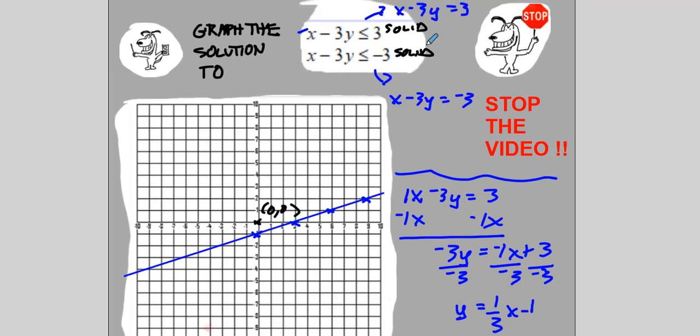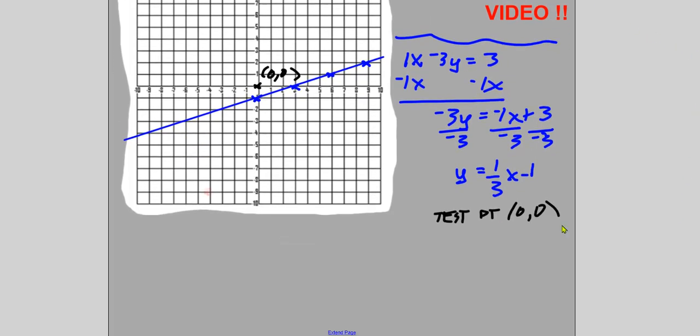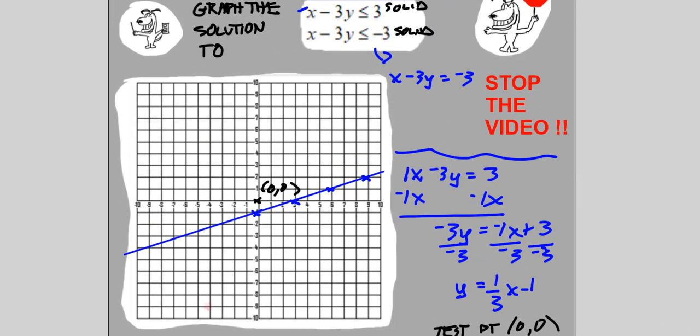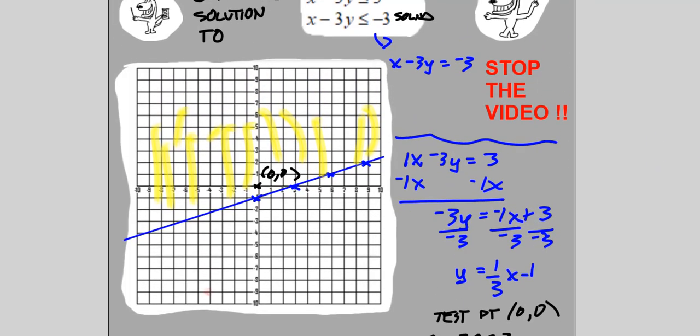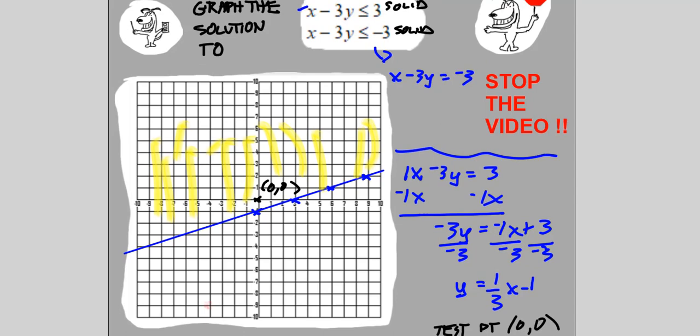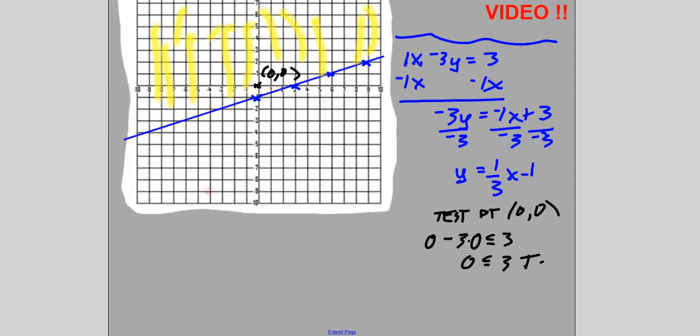The inequality is x minus 3y less than or equal to 3. So x is 0, minus 3y, but y is 0, less than or equal to 3. So 0 less than or equal to 3 is true. So we're going to shade up. All right, the other line is x minus 3y equals negative 3.